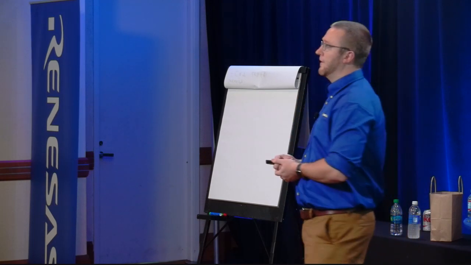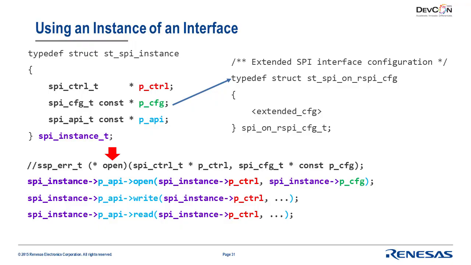All right, let's look at using an instance of an interface. This is very important. Once again, inside of our instance structure, you're going to find 3 pointers: a pointer to the control, a pointer to the configuration, and a pointer to the API structure. You'll notice in there was not the extension we just talked about. Where's the extension at? It's pointed to by the p_extend member inside of the configuration structure. So that's where it's at, even though it's not directly shown in the instance structure.